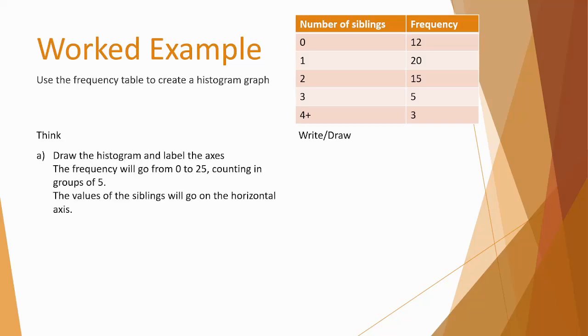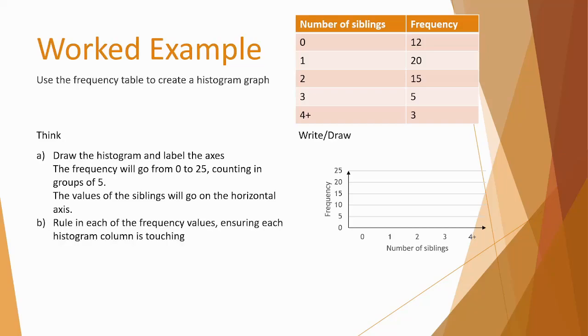So I have a look, I can see that the frequency is ranging from 0 up to 25. So I'm going to count in groups of 5 because that makes a nice division. And the values of the number of siblings across the bottom, I'm going to make my 5 columns, 0 through to 4 plus. There is my axes all drawn up. I've labeled it, frequency on the left hand side, number of siblings down the bottom. That way anyone can see this graph, they know what they are looking at and what I am representing.